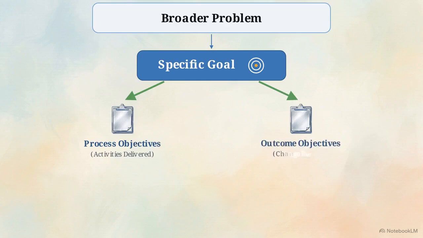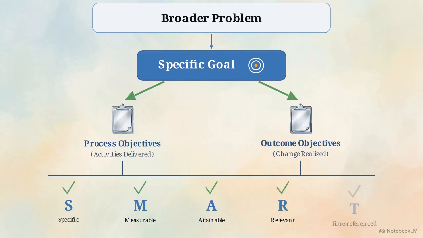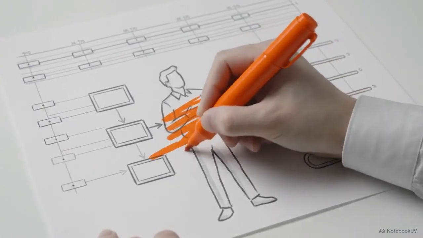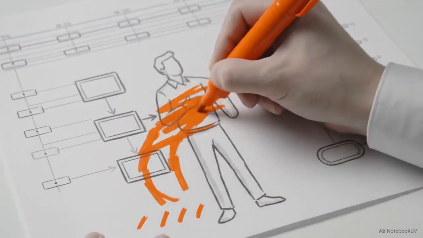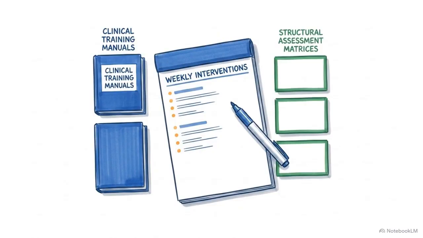Process objectives measure activities delivered, while outcome objectives measure actual change realized. Both must be specific, measurable, attainable, relevant, and time-referenced. If you do not break down your wide-lens problem into these rigorous measurement criteria, accurately tracking a program's clinical effectiveness is impossible. Only after your objectives are locked in should you move to intervention design. Clinical activities follow outcomes, not the other way around.